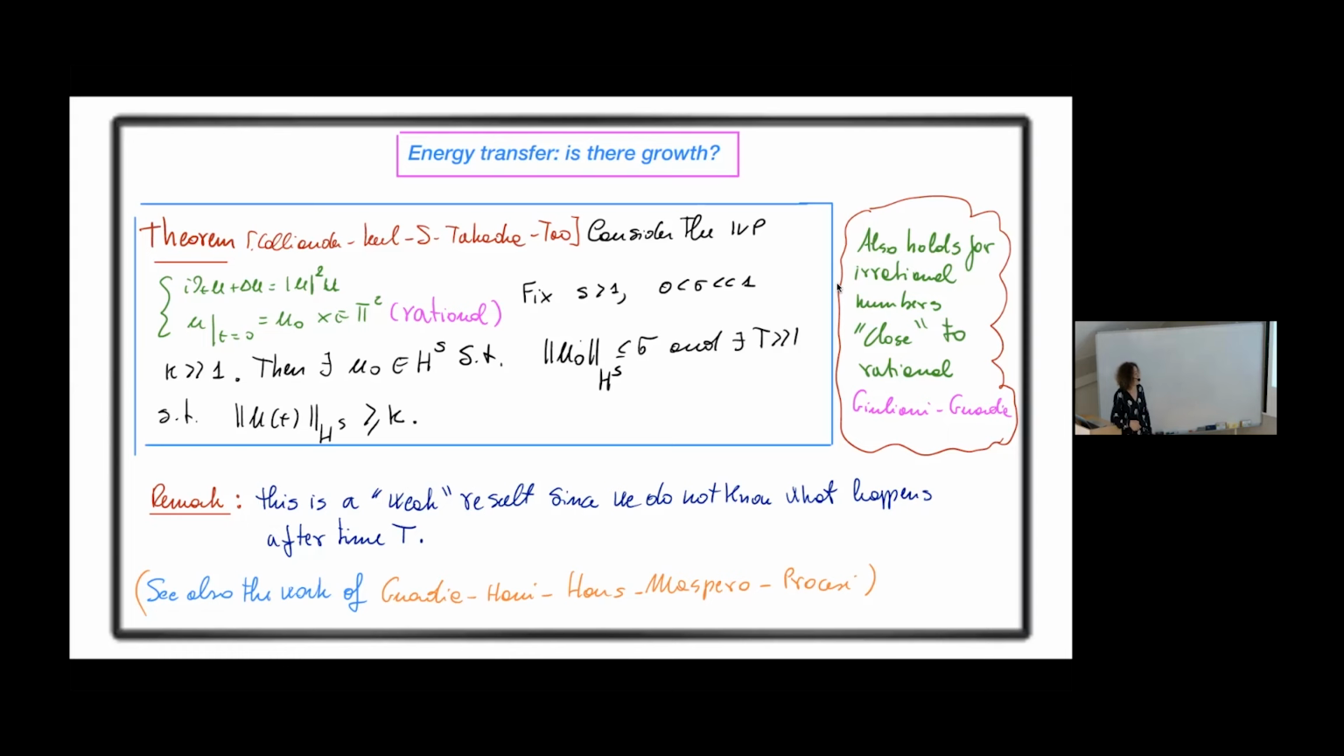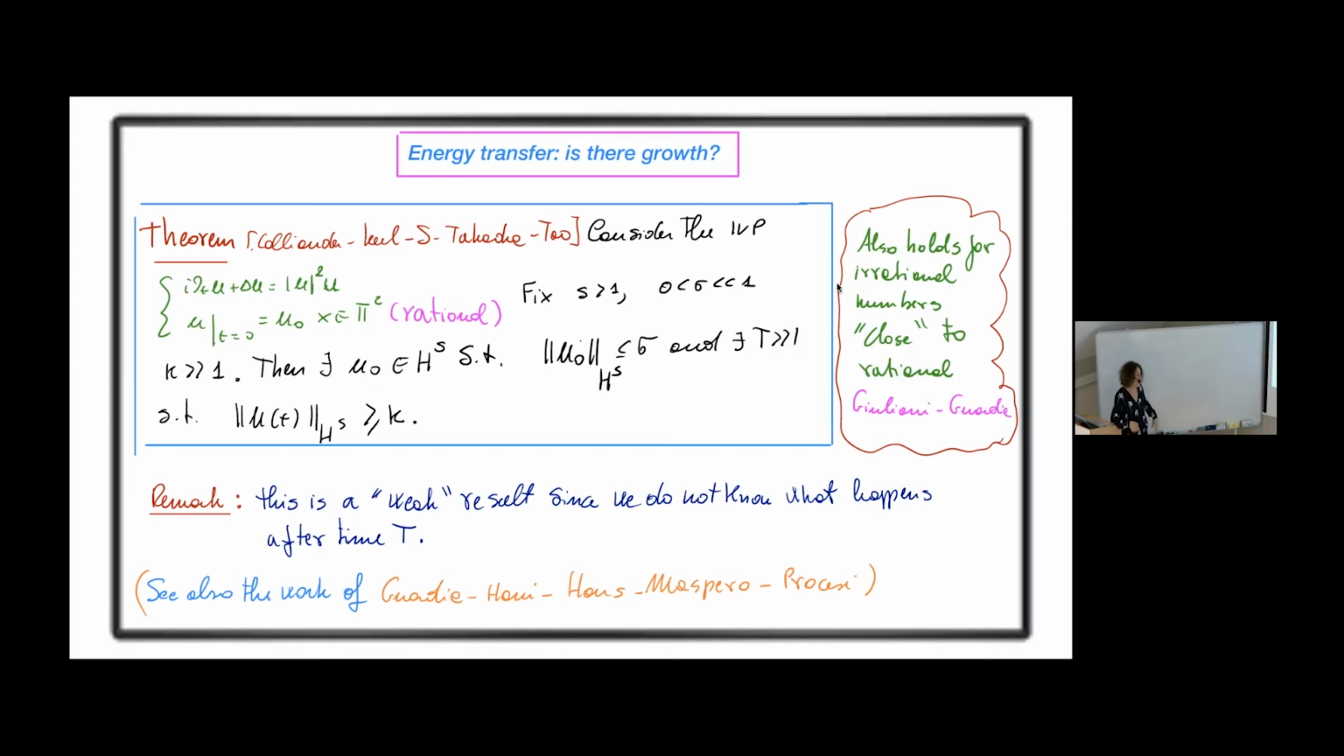So I also want to mention that much more recently, like a couple of years ago, there is a result by Giuliani and Guardia, which is exactly the same, but instead of assuming that the torus is rational, they can prove the same result if the torus is irrational, but the irrationality of the torus is very weak, meaning that there is a number, which is an irrational number, but that irrational number is very well approximated by a fraction. And so it's a sort of perturbation of this theorem here, if you change a little bit from rational to irrational.